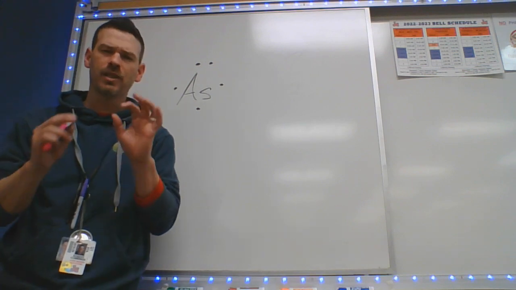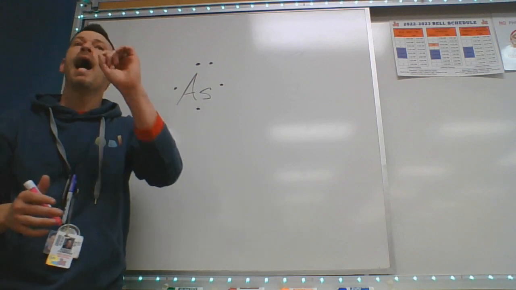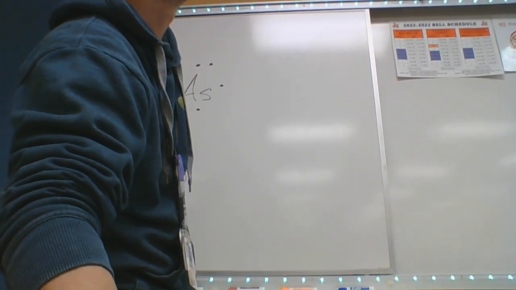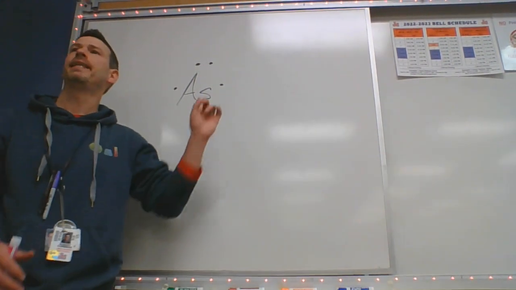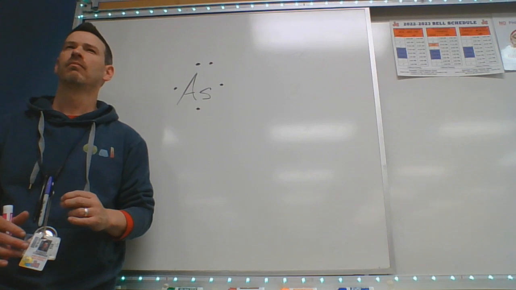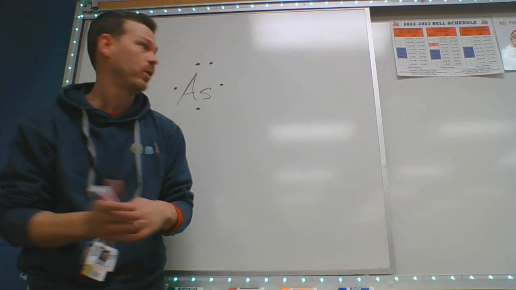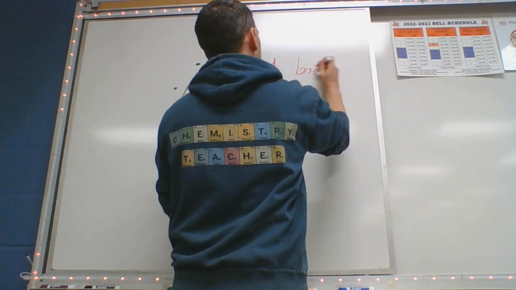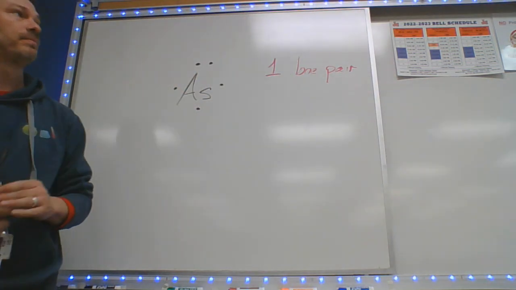And I'd like to introduce just some simple vocab. Well, the first one's not new. How many lone pairs do you see in arsenic there? There's one, right? There's a lone pair. It's any time there are two dots next to each other. So arsenic has one lone pair.